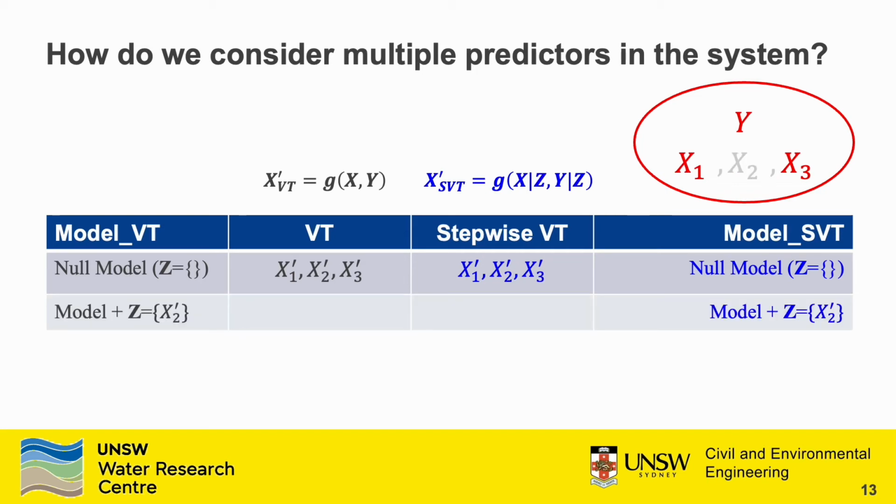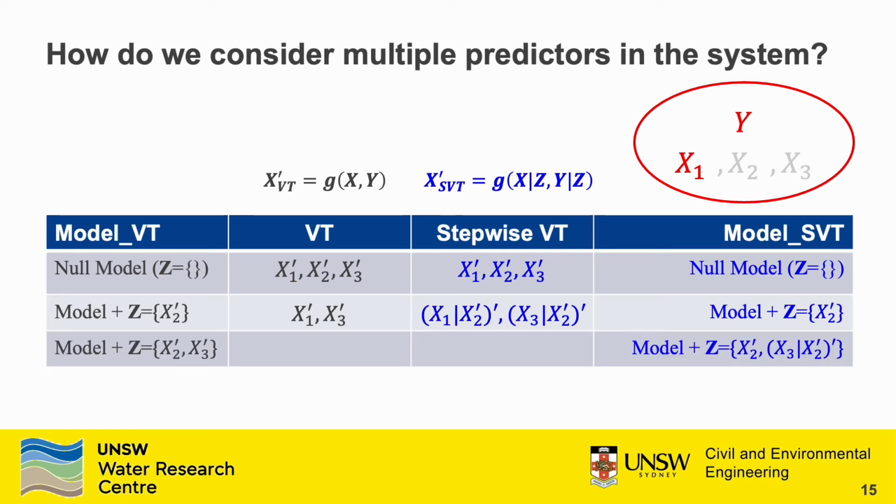Next, identify the most significant predictor using a metric like correlation, R-square, or dependence, and assume x2' is selected. It is the same for VT and SVT model. Then we do the transformation again to obtain transformed x1 and x3. Now VT and SVT transform predictors differently, because there is an existing predictor x2' in the system.